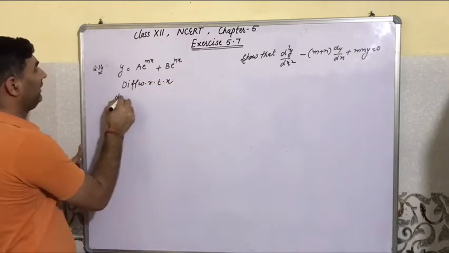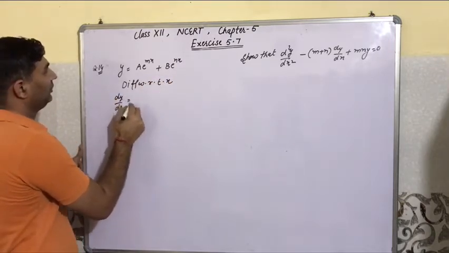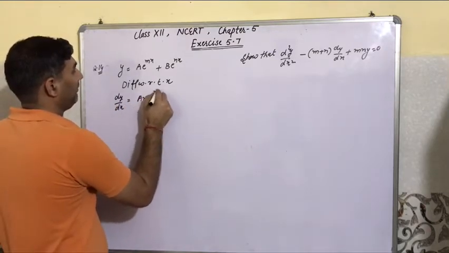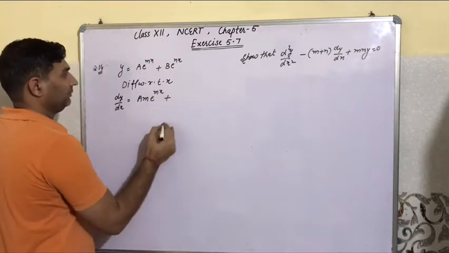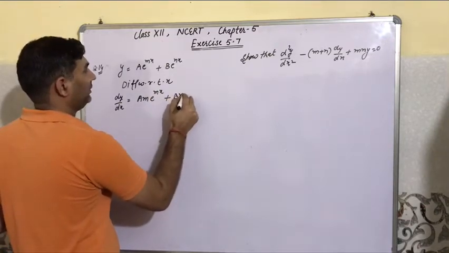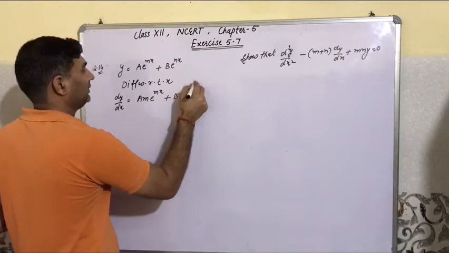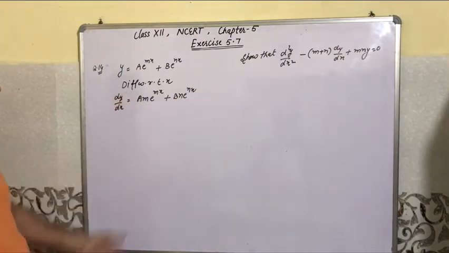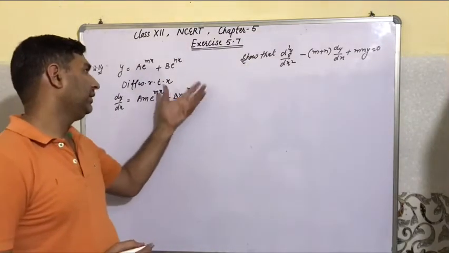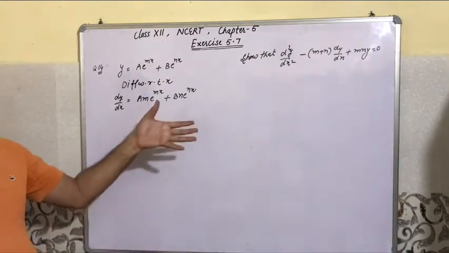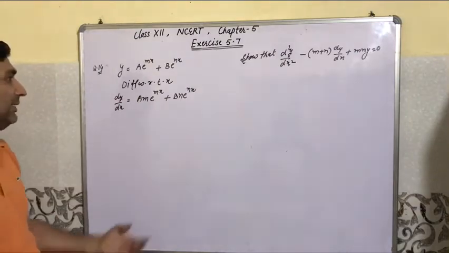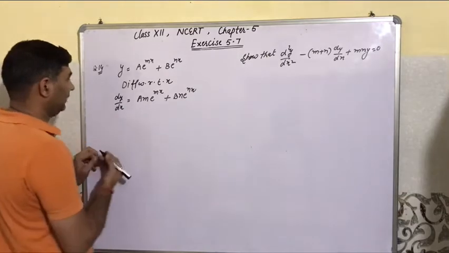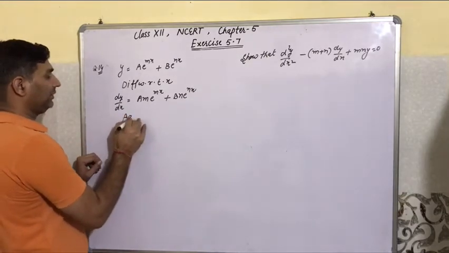then dy by dx is equal to a m e की पावर mx plus b n e की पावर nx. This e raised to power mx का डेरिवेटिव e raised to power mx into m, and a is the constant. e raised to power nx derivative of e raised to power nx is e raised to power nx, and nx का डेरिवेटिव n, and b is arbitrary constant, and then again differentiate with respect to x.